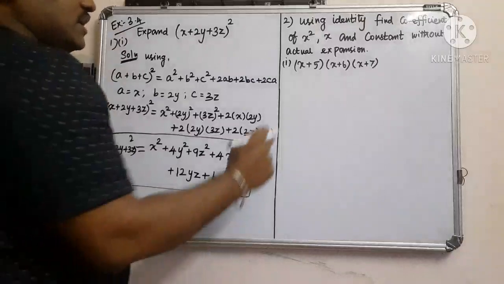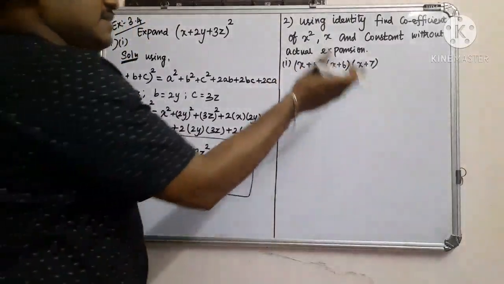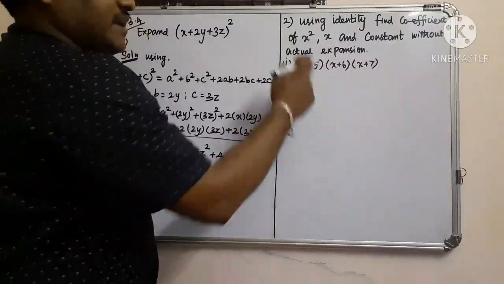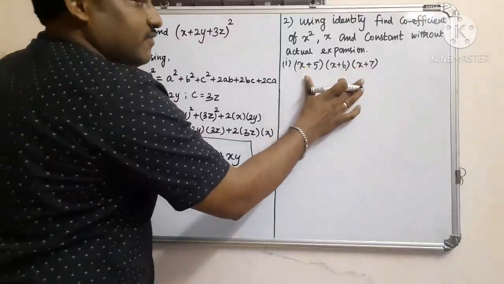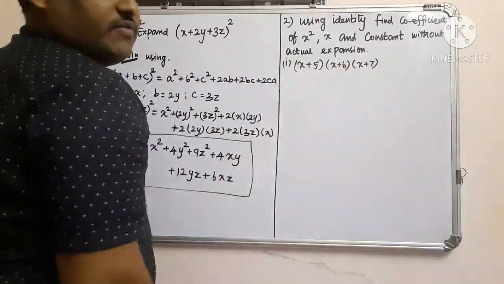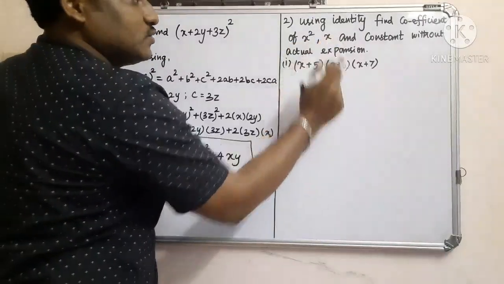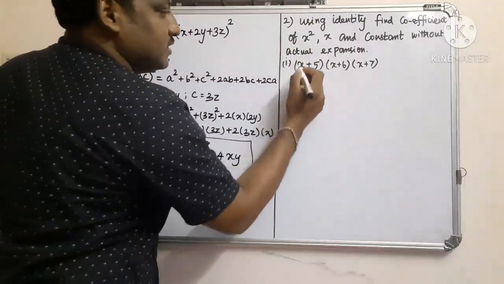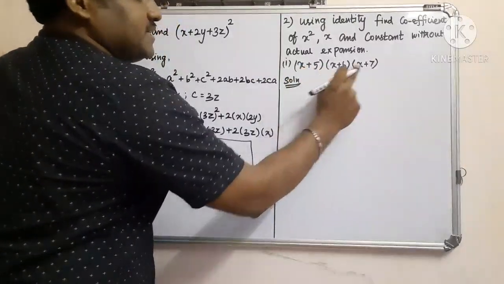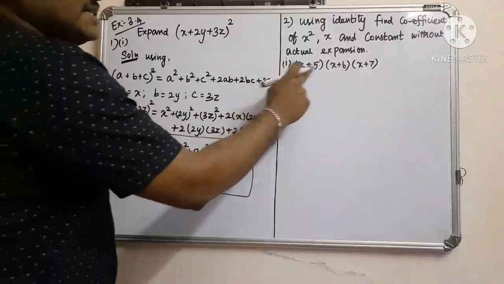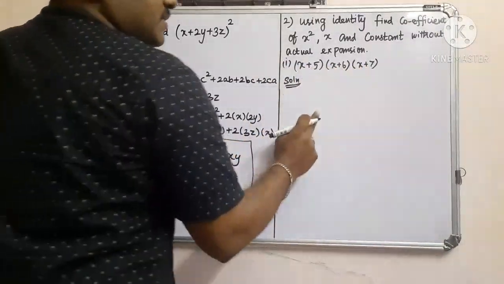And then the second question: using the identity, find the coefficient of x square, x and the constant term without actual expansion. Actual expansion means we have to multiply, and only then find the answer. Instead of actual expansion, we have to use the identity formula to find the coefficient values of x square, x and the constant term. Here the question is x plus 5, x plus 6, x plus 7. So here x is the same, and the constant numbers are different.